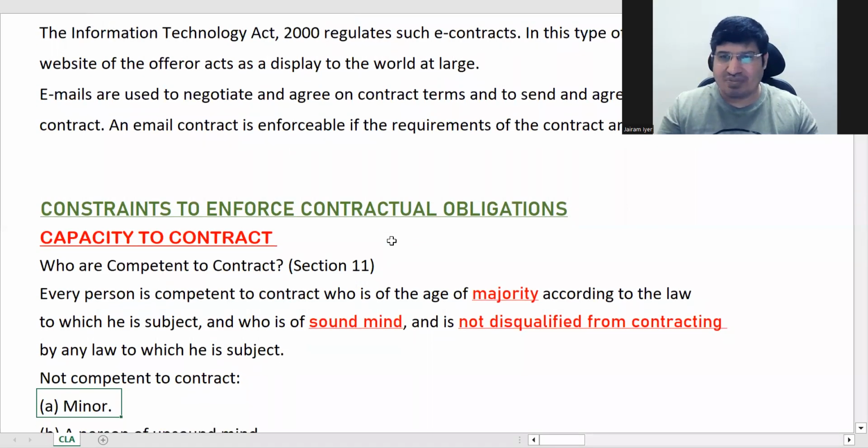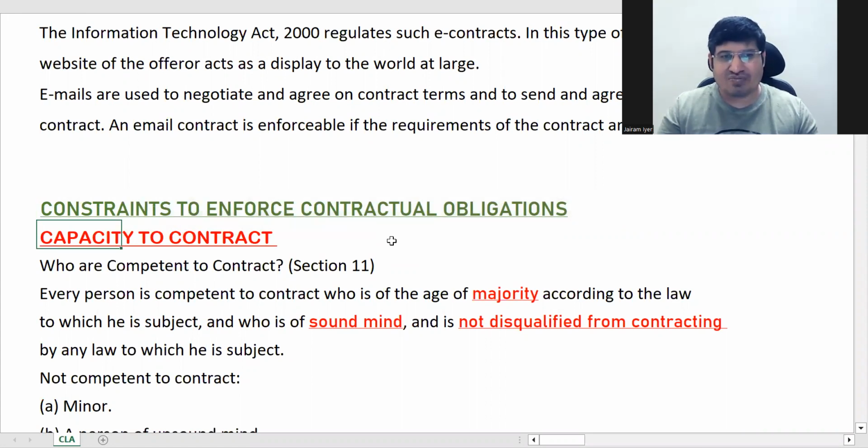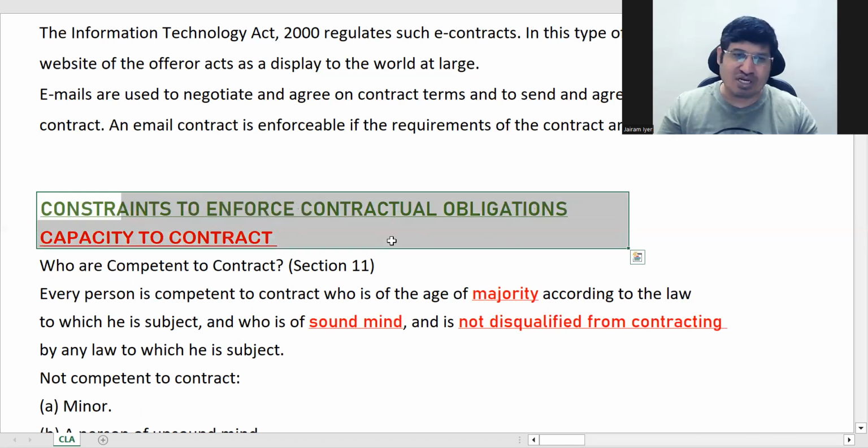Now the next part is constraints to enforce contractual obligations. There are some constraints to enforce contractual obligations, which means something is stopping you from enforcing them. One is capacity to contract. Who is capable of contracting? That's what we are seeing. Capacity to contract is nothing but the constraints to enforce contractual obligations. Both are the same thing.